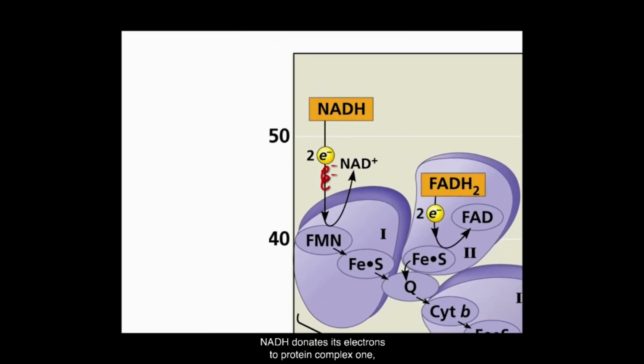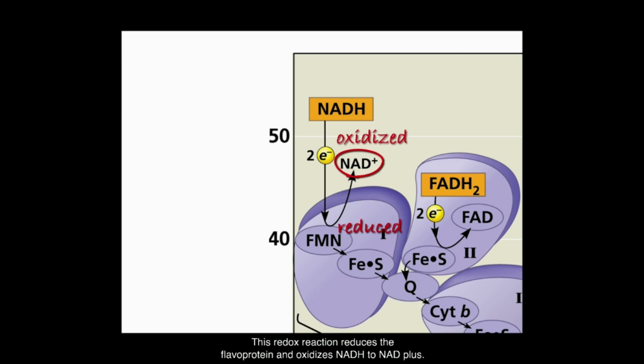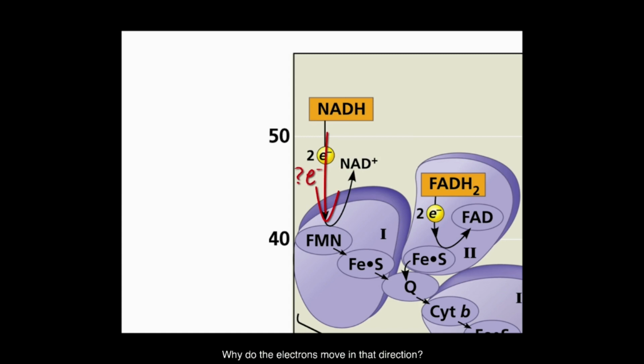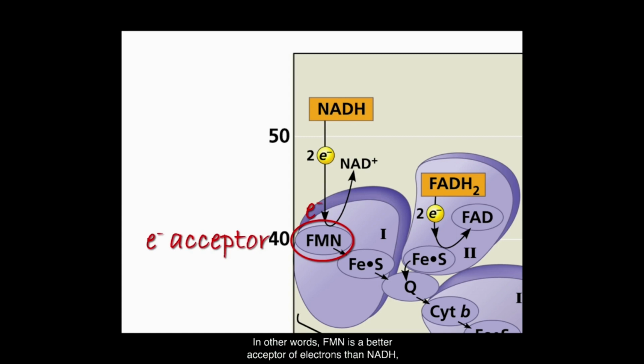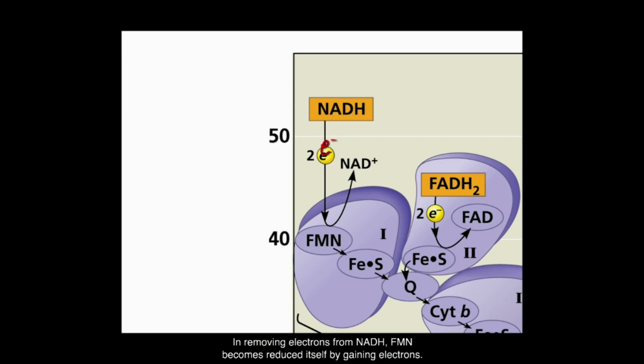NADH donates its electrons to protein complex 1, which has a flavoprotein with a prosthetic group called FMN. This redox reaction reduces the flavoprotein and oxidizes NADH to NAD+. Why do the electrons move in that direction? FMN has a higher affinity for electrons than NADH does. In other words, FMN is a better acceptor of electrons than NADH. It's a better oxidizing agent. In removing electrons from NADH, FMN becomes reduced itself by gaining electrons.